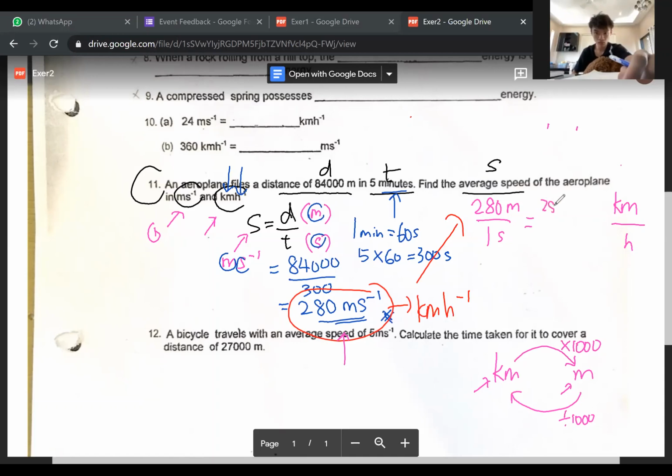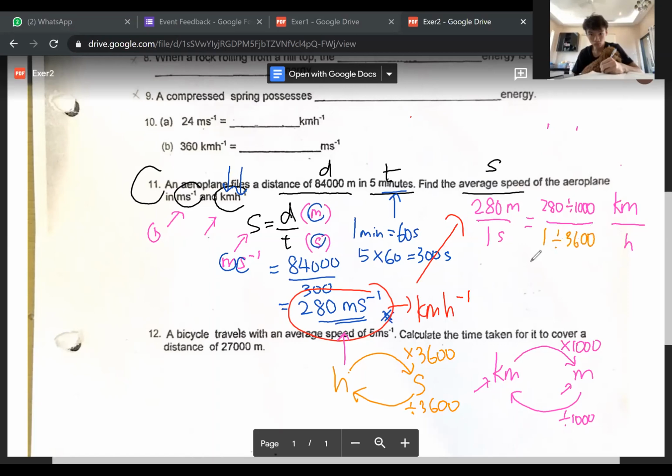So it's 280 divided by 1000. Over, the denominator, second change to hour. Write it down here. What is hour to second? Times 3,600. So the opposite would be divide 3,600. So 1 divided by 3,600.